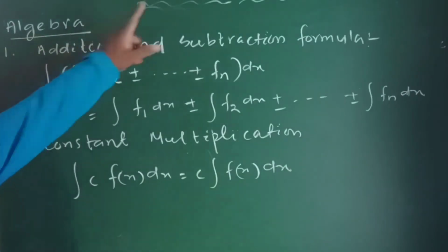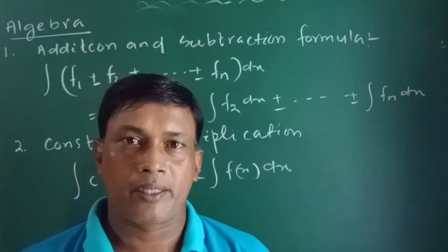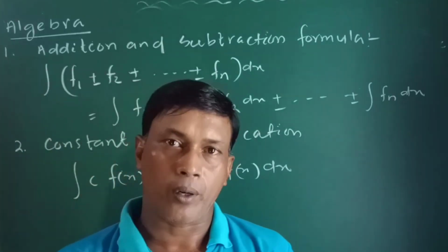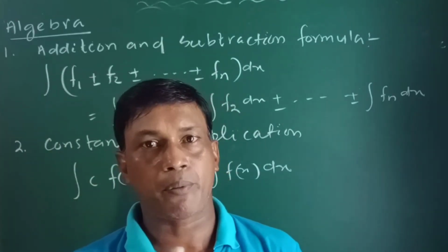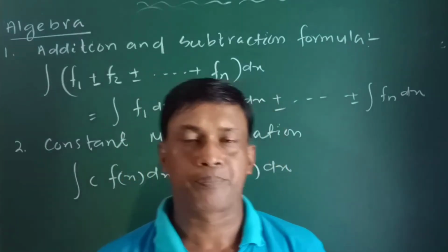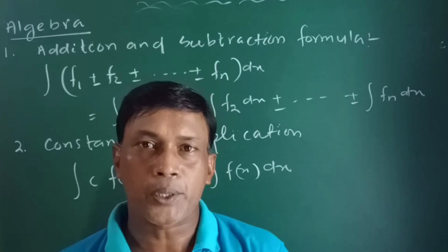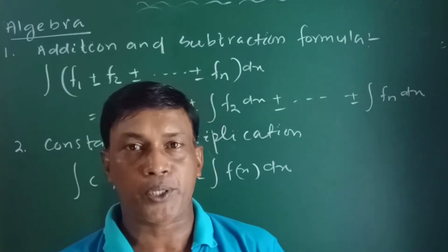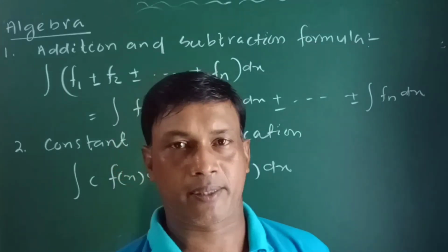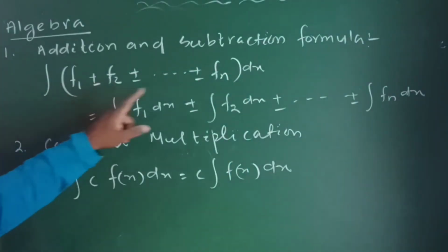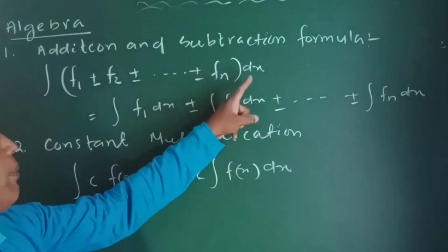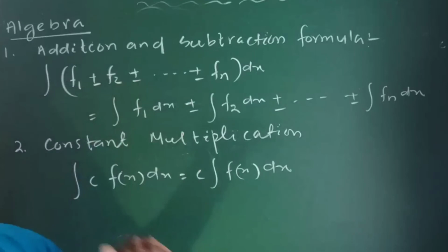Next is the algebra of integration. Like derivative, integration also obeys the linear property. That means we know the derivative of f plus g is the derivative of f plus the derivative of g, where f and g are both functions of the same variable. Here also, the integration of f of x plus g of x is equal to the integration of f of x plus the integration of g of x. That means if f1, f2 up to fn are n functions of a single variable x, all are functions of x.